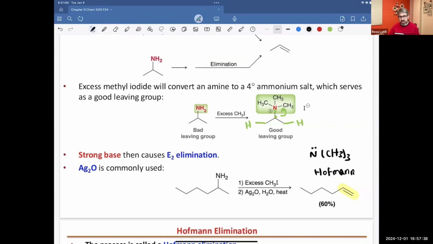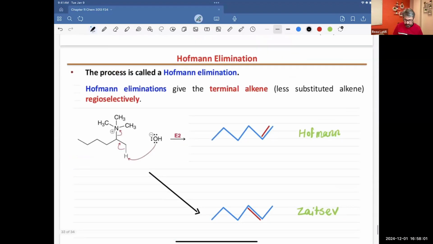And our base is not that strong, it's not a bulky base. So the question is, why do we get terminal alkene instead of Zaitsev? We said Zaitsev is thermodynamically more stable than the Hofmann product. So why do we get Hofmann instead of Zaitsev product? And that's the subject that I want to go after.